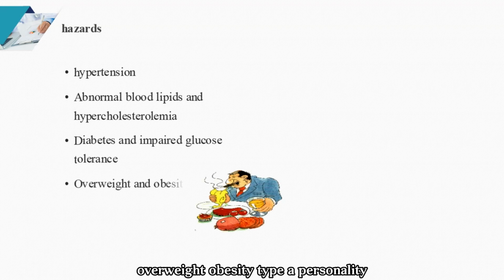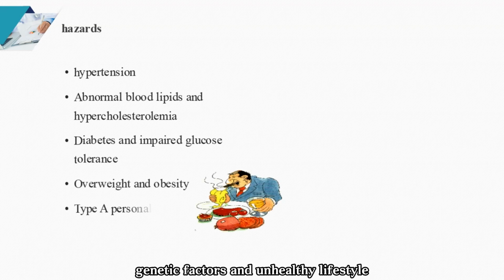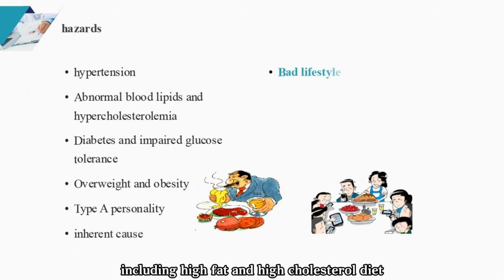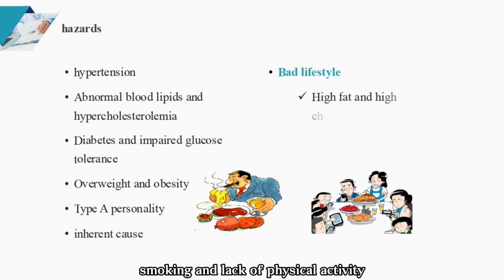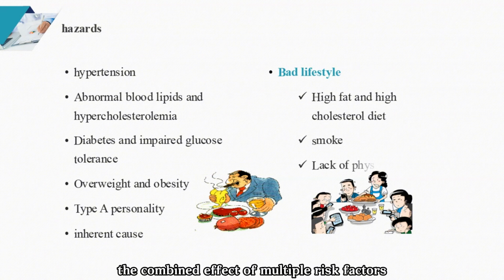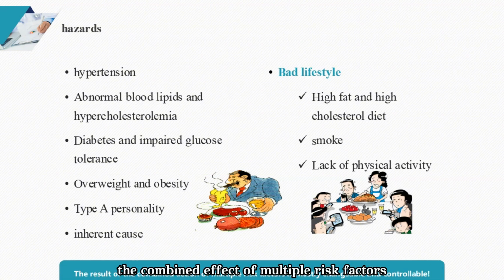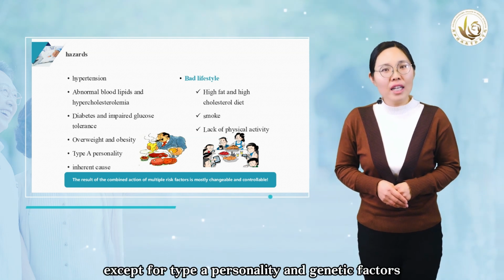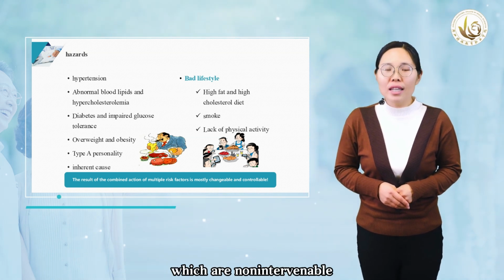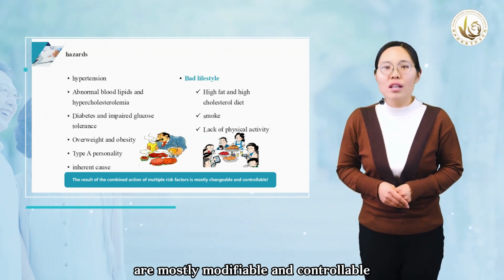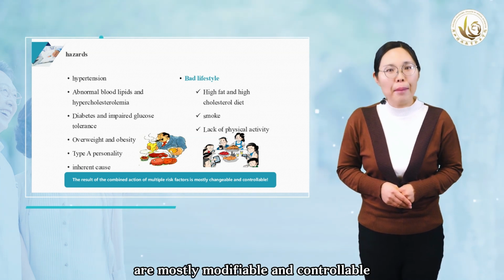Overweight/obesity, type A personality, genetic factors, and an unhealthy lifestyle, including a high-fat and high-cholesterol diet, smoking, and lack of physical activity. It can be seen that coronary heart disease is the result of the combined effect of multiple risk factors. Among these risk factors, except for type A personality and genetic factors, which are non-intervenable, other factors such as hypertension and hyperlipidemia are mostly modifiable and controllable.